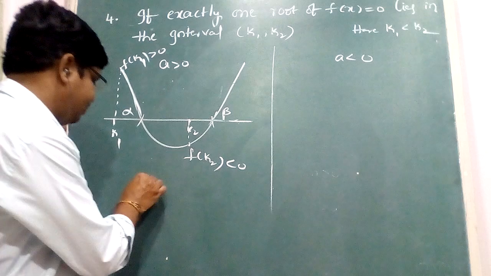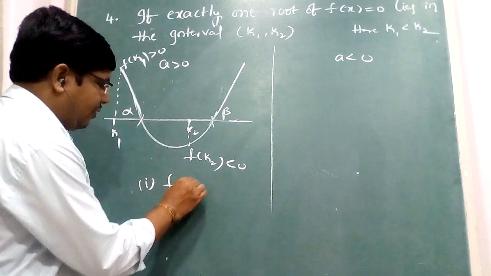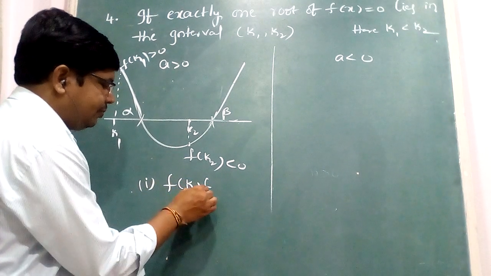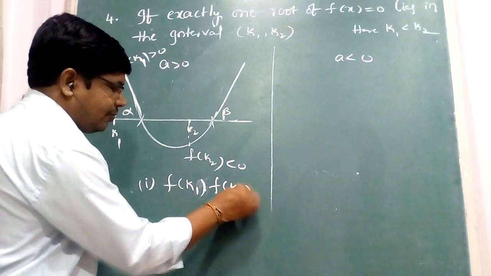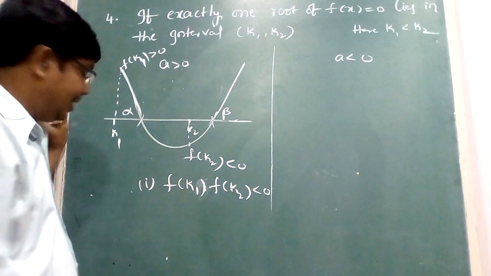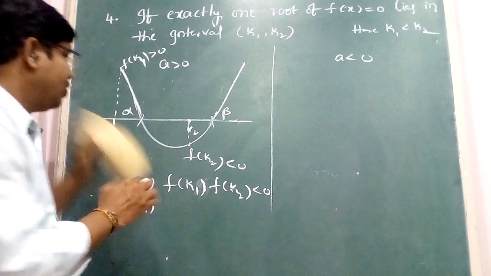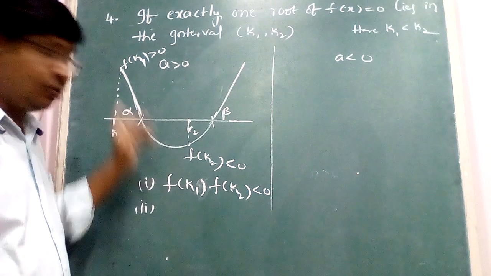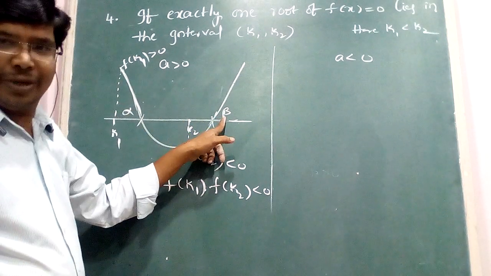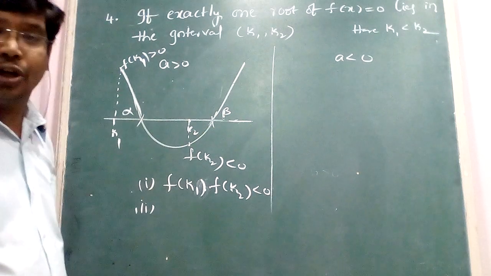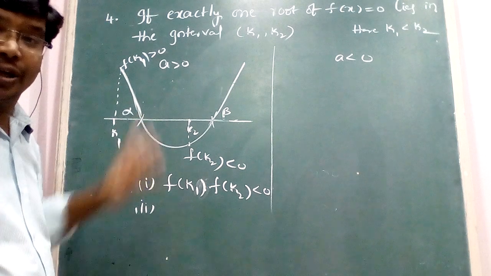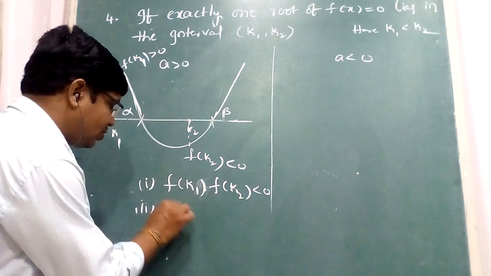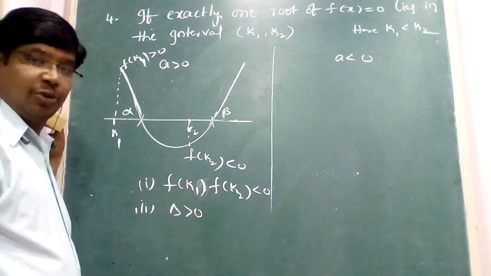That is the first condition: f of k1 into f of k2 less than 0. Second condition: these two are never equal, because between these two is one of the constant values there. So alpha not equal to beta means both are distinct real roots. So delta value is always positive. There are two conditions possible.